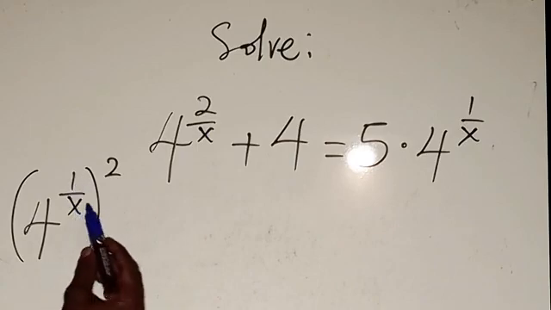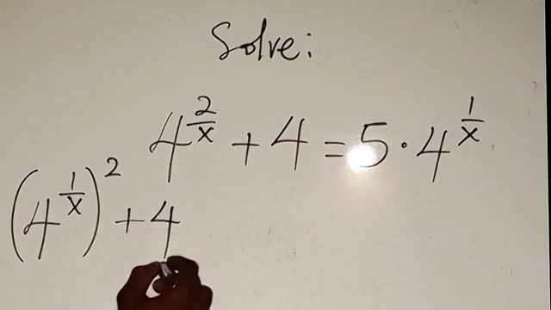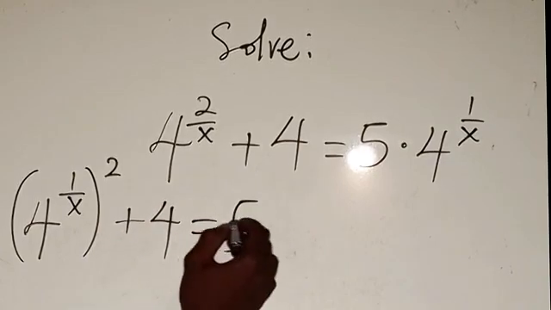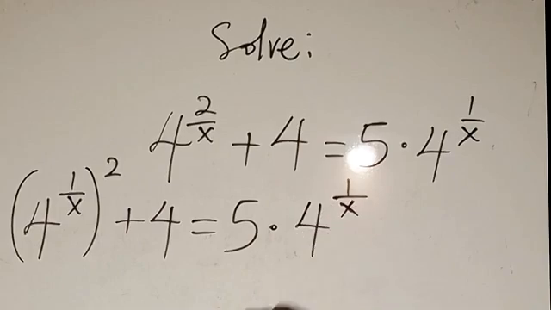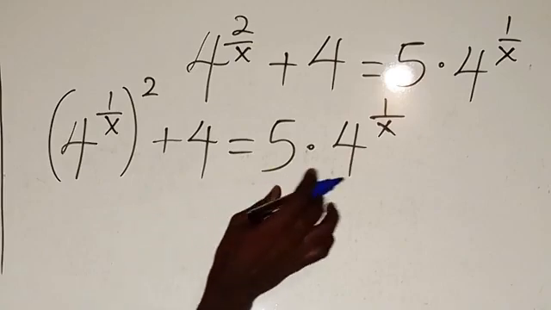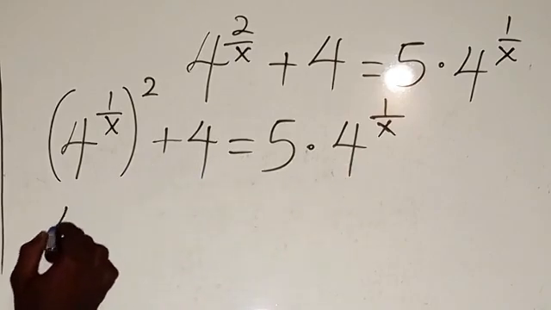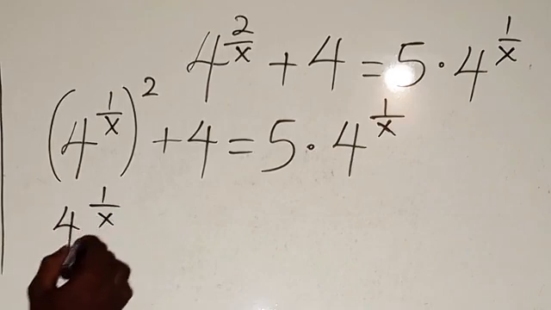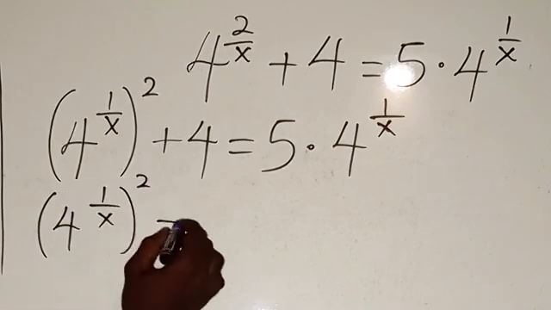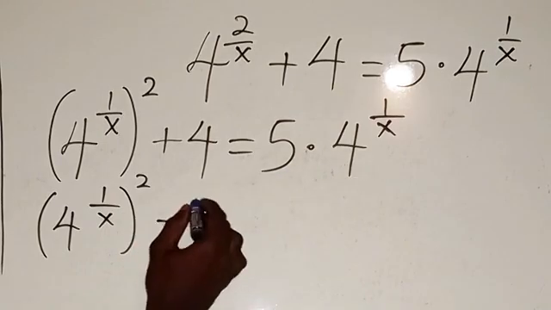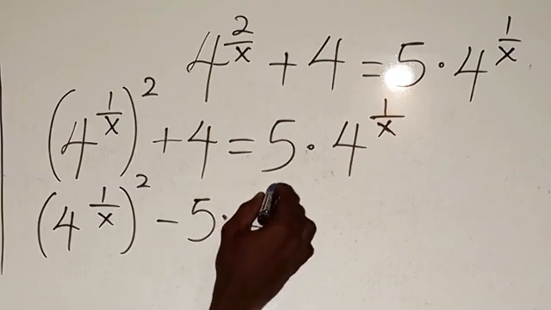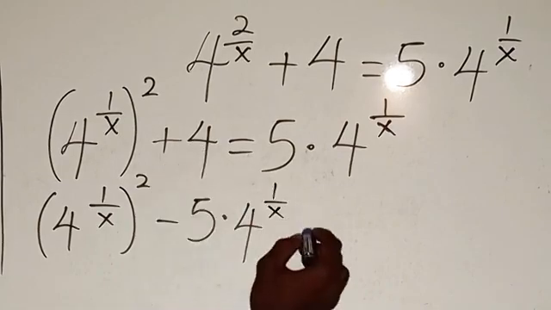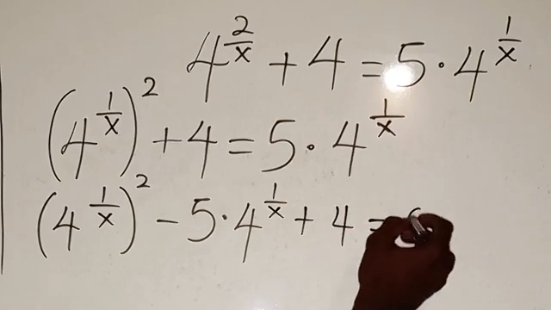Okay, so I can have 4 over x here plus 4, then equals I have 5 multiplied by 4 to the power of 1 over x. So now from there, as you can see, I can take this to this side, 4 to the power of 1 over x all to the power of 2. Taking this to this side, I'm going to have minus 5 multiplied by 4 to the power of 1 over x. Then I have plus 4 equals 0.